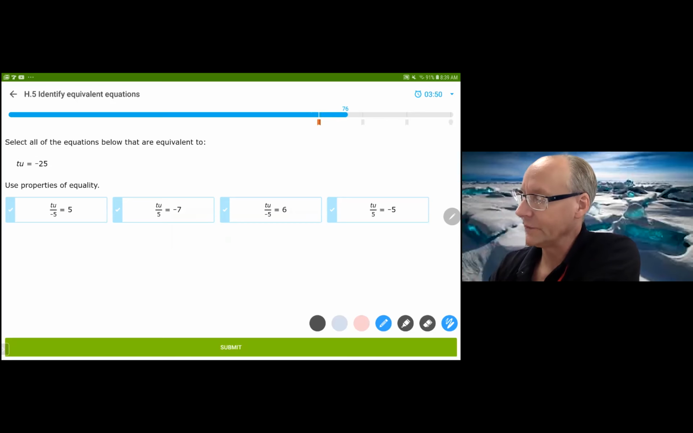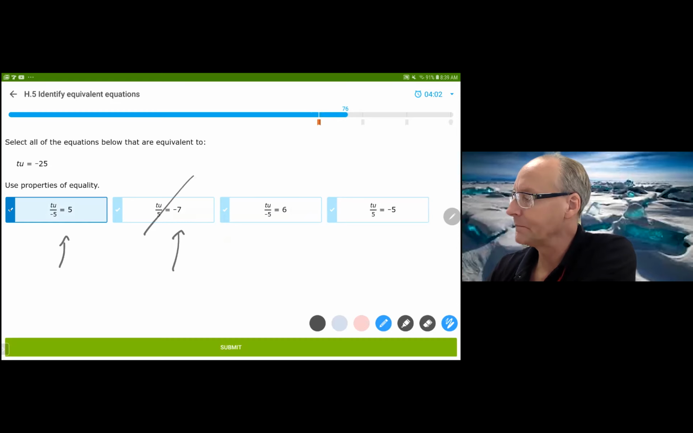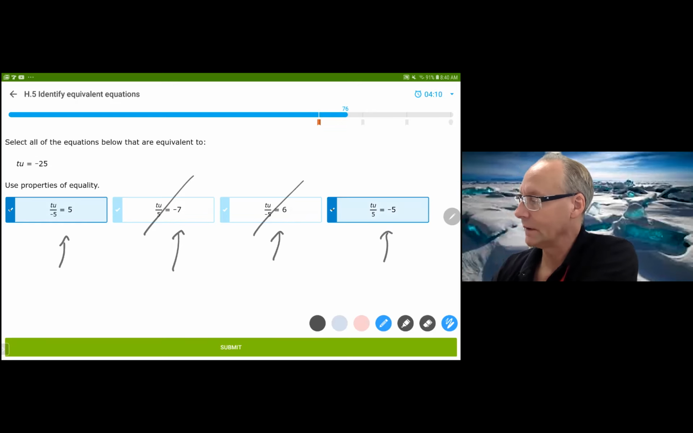And I will point at the one I'm talking about. On the left, we divided by -5, and also on the right. In this one, we divided by +5 on the left, but not on the right. In this one, we divided by -5, but not on the right. And in this one, we divided by +5 on both sides. So it's fine.